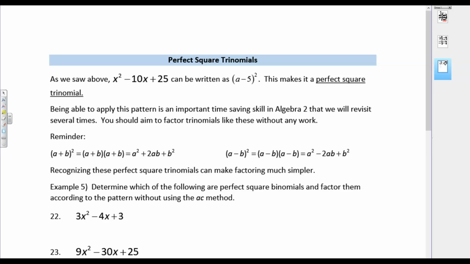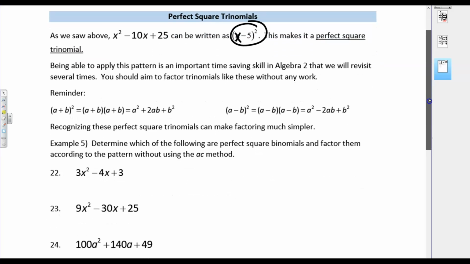All right, I told you we'd be coming back to that x squared minus 10x plus 25. Well, here it is. This makes a perfect square trinomial because it factored into some quantity squared. And guys, that should be an x right there. So if you can recognize this perfect square trinomial pattern, you can save yourself a lot of time factoring. So for example, a plus b whole quantity squared, when I FOIL it out, gets me a squared plus 2ab plus b squared. Similarly, a minus b whole quantity squared factors into a squared minus 2ab plus b squared.